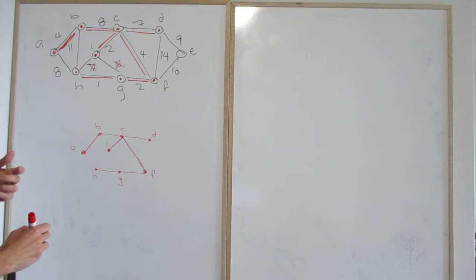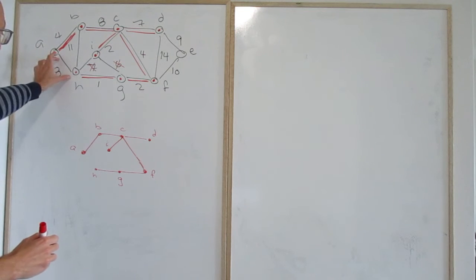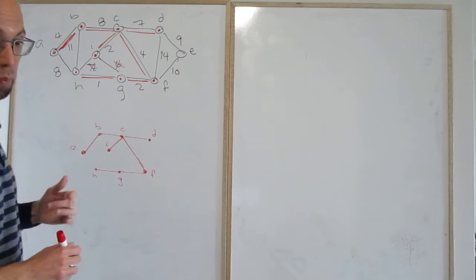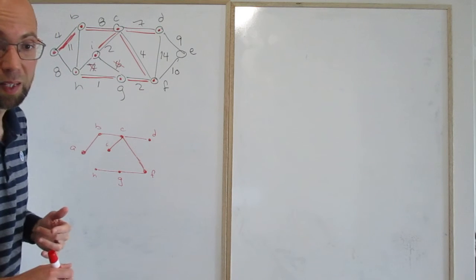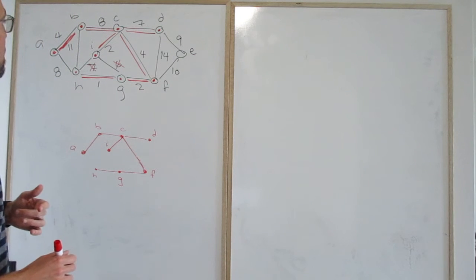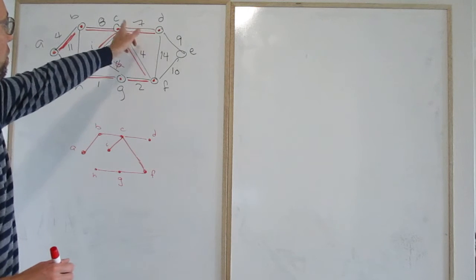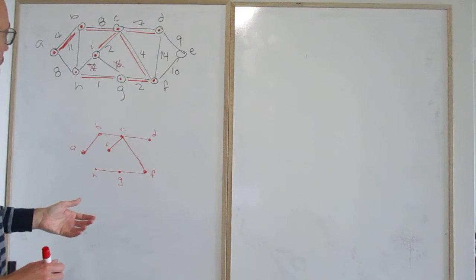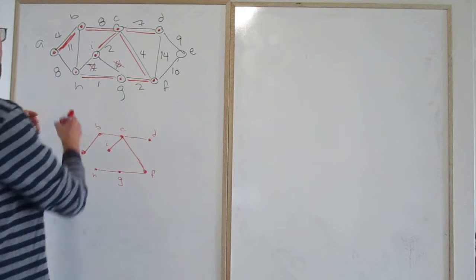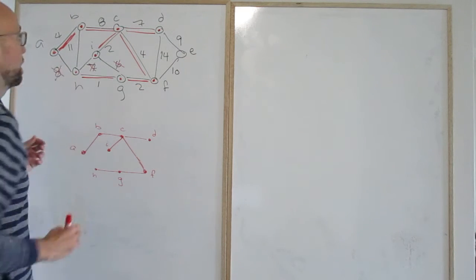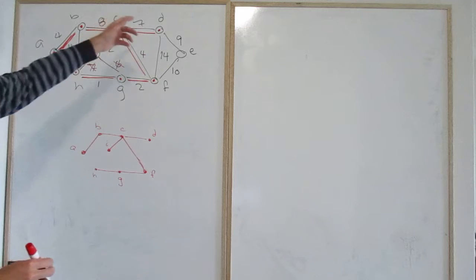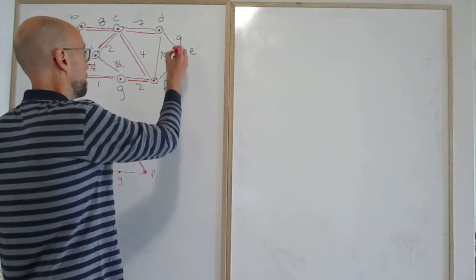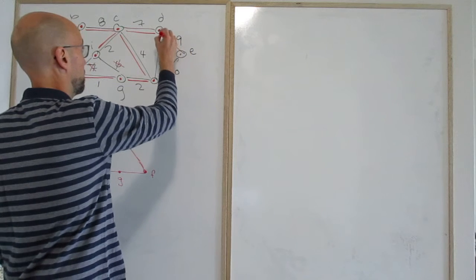And now we consider AH. A is in the tree, H is in the tree. You can't take it because it would create a cycle. CD is not a cycle yet. I don't think I have any cycles yet. Okay, so we can't take AH. Next thing is DE. D is in the tree, E is not in the tree, so yes, we can take this.